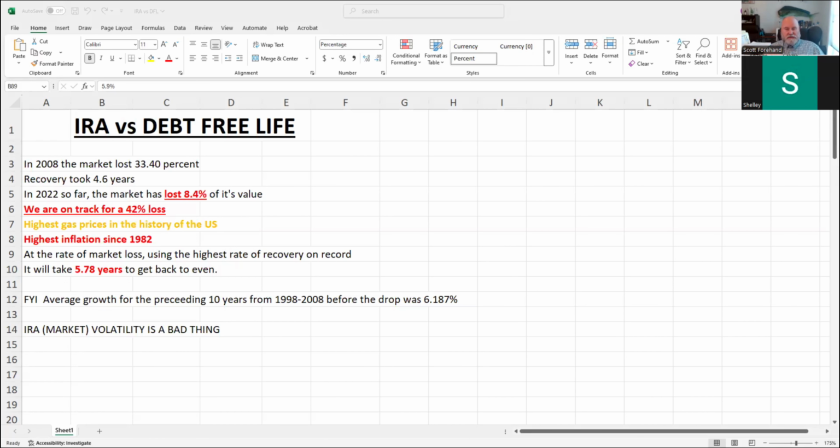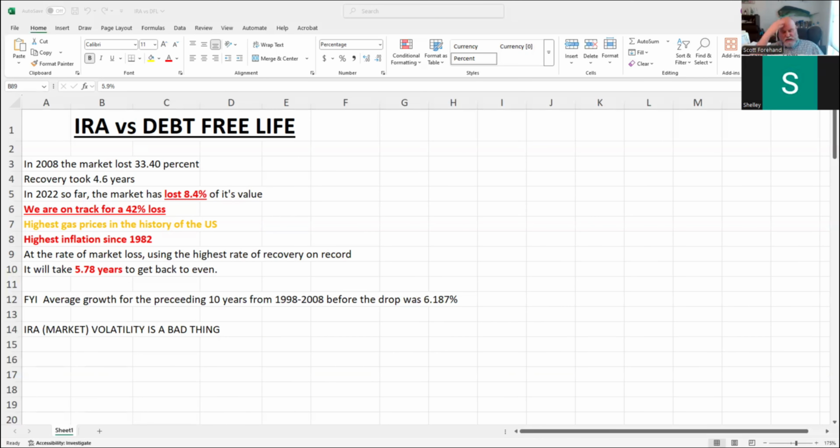So in 2008, the market dropped 33.4%. That's significant, and that's actually not abnormal for when we see these market corrections. There's usually somewhere between 15 to 35% is usually the real correction. And the recovery, the average length of time is 5 years that it takes to recover.